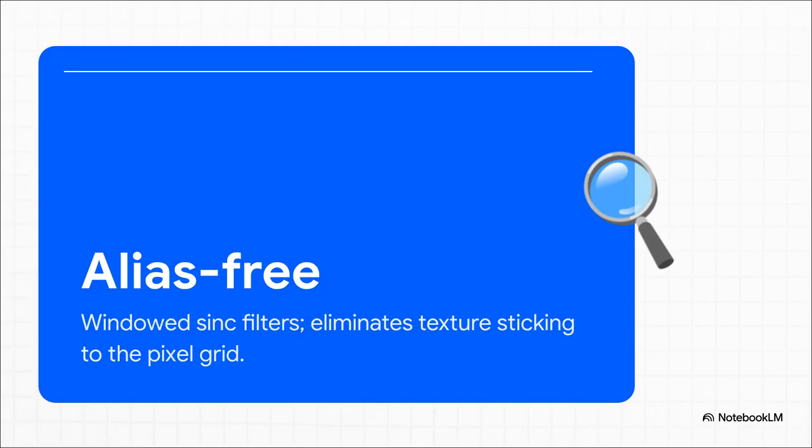Then version 3 came along to tackle a really creepy effect called texture sticking. In the first two versions, if you animated the latent space to make a face turn, the textures, like beard hair or skin patterns, seemed like they were glued to the screen's pixel coordinates rather than moving naturally with the object. So StyleGAN3 utilized alias-free convolutions and windowed sinc filters to literally detach the texture from the pixel grid. The result was perfect, fluid smoothness in animations.